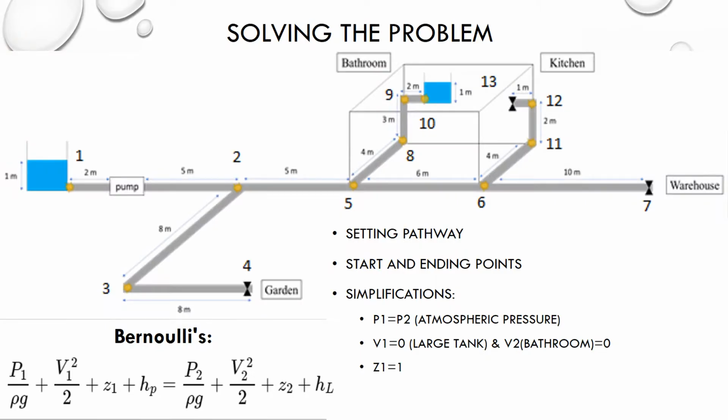Solving the problem. We first set up pathways to each part of the house to make sure we use the correct lengths and minor loss coefficients in our equations. Then we choose our starting and ending points in order to simplify our pressures and velocities. Finally, we arrived at our simplifications and used a Bernoulli equation, added our values for head loss calculated before, and solved for head pump for each step. We then added all the head pumps to find the total height our pump needs to overcome.